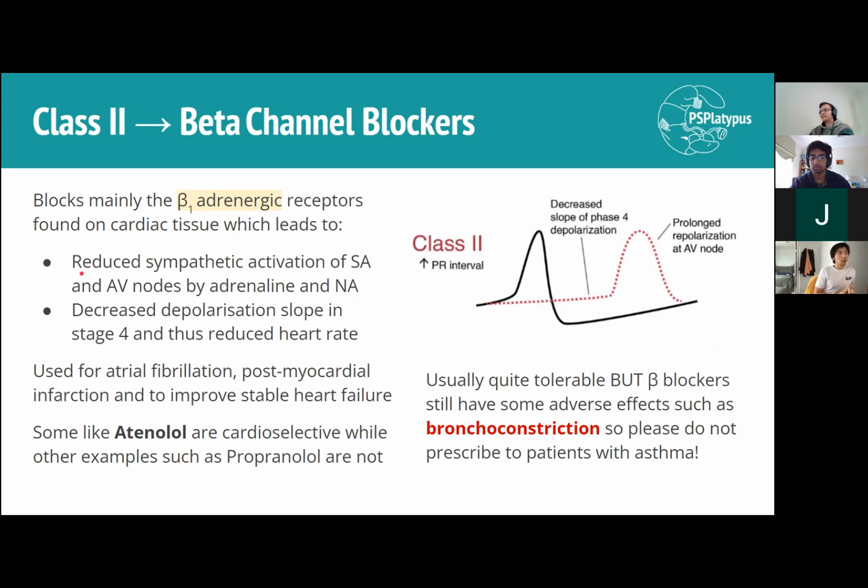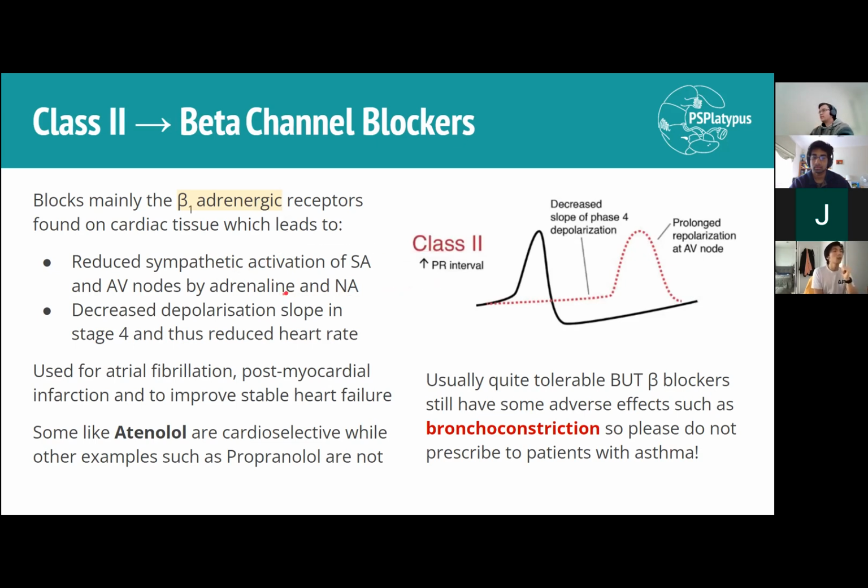The major thing is that the beta 1 receptors are found not only on the muscle tissue, but also on the nodal tissue. So the AV node, the SA node. What this will do is it's going to block the receptor. Now your adrenaline cannot actually bind to the heart tissue, or at least the nodal tissue, and therefore the nodal tissue is not going to be able to fire as quickly. So that's good for arrhythmias where they're firing too fast.